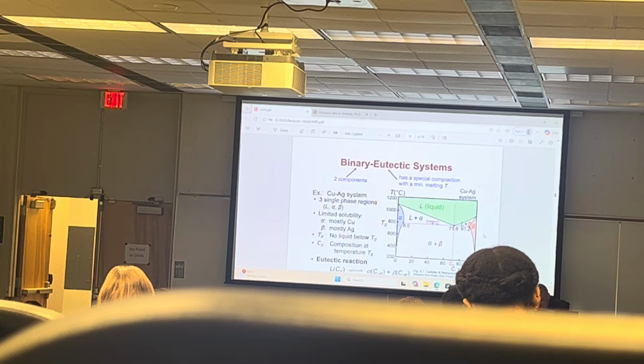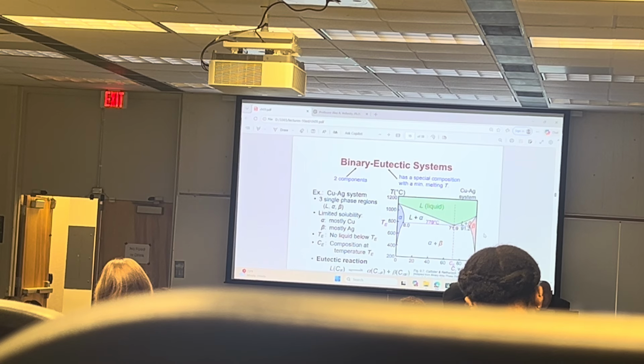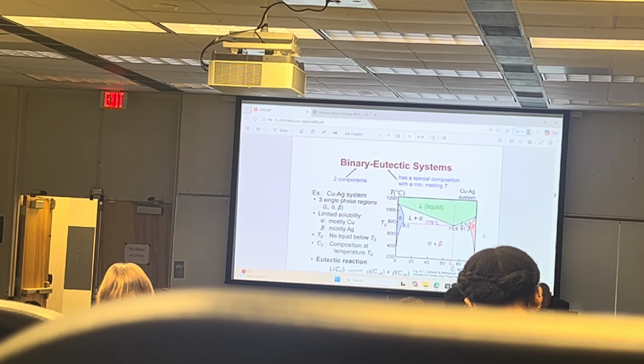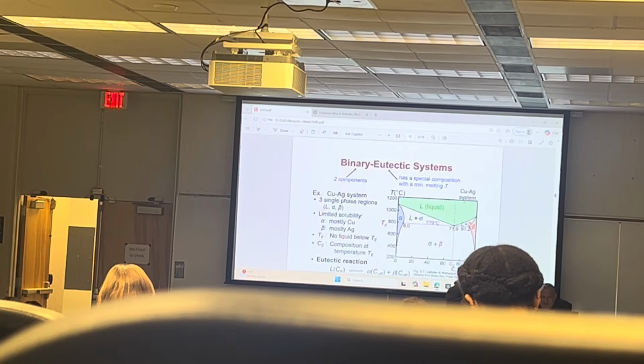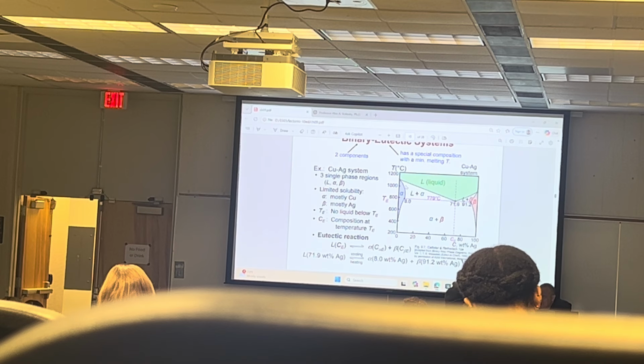Okay, eutectic. Man, they underemphasize eutectic overall. And look at this phase diagram. This is called a eutectic phase diagram, and it has this kind of butterfly shape. And this is the copper-silver phase diagram. What's the melting temperature of silver? 100% silver.